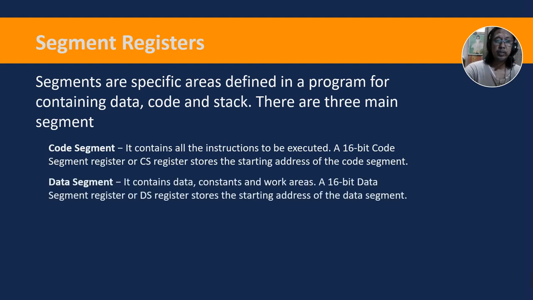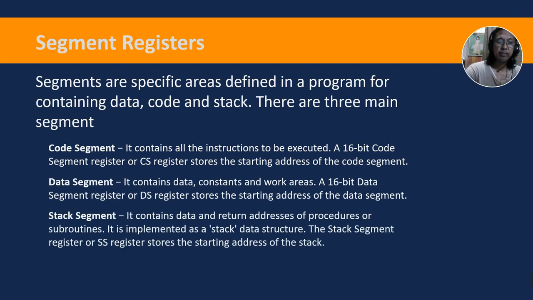Data segment, it contains data, constants, and work areas. The 16-bit data segment register, or DS register, stores the starting address of the data segment. And then you have the stack segment, which contains data and return addresses of procedures or subroutines. It is implemented as a stack data structure. The stack segment register, or SS register, stores the starting address of the stack.